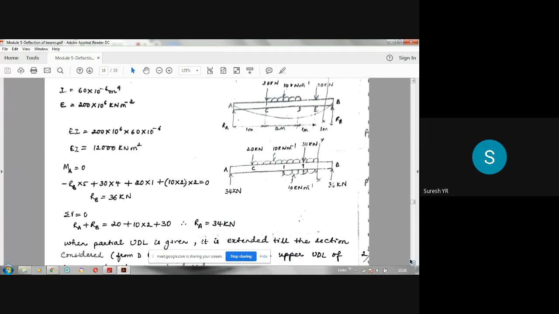Next, what you have to do is, whenever a partial UDL is given like this, all of you observe here.